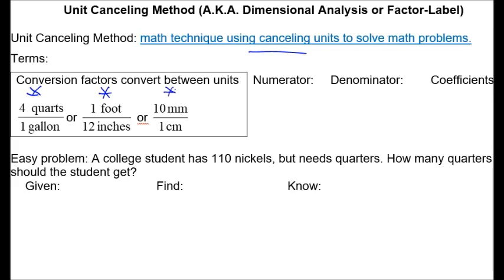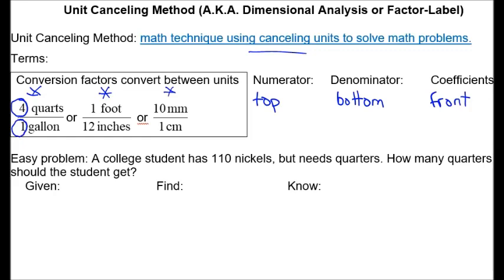You should be familiar with the term numerator. That means the top number in a fraction. The denominator is the bottom number in a fraction. And a coefficient is the front number. So, for example, the numerator is 4 quarts. The coefficient in the numerator is 4. The coefficient in the denominator is 1.